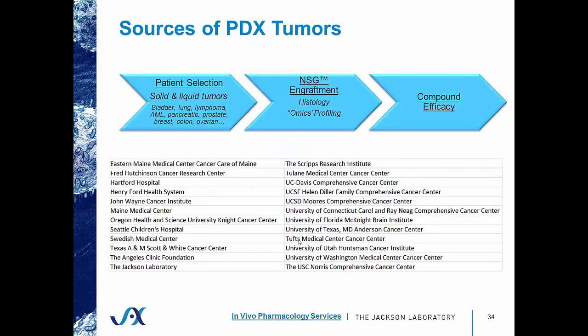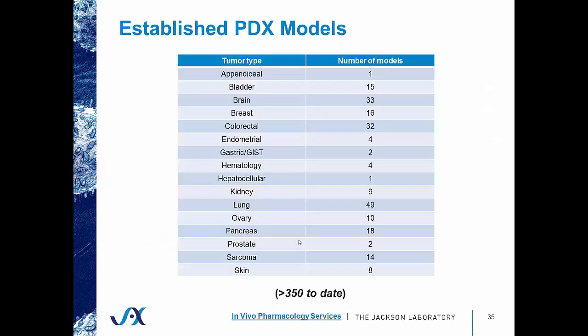And so over the years, we have developed a number of collaborations with cancer centers nationwide to develop an extensive tumor bank. And this allows for us not only to continually receive tumors that are being seen in the clinic currently, but also to represent different patient demographics that are seen throughout the nation. Consequently, as a result of our collaborations, we have over 350 different PDX models available, with the majority of them being in lung cancer, brain cancer, as well as colorectal cancer.